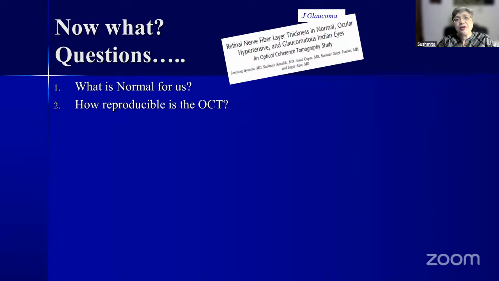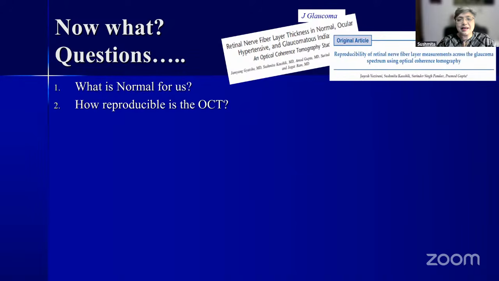It's important because these colors are representations of a normative database in the OCT machine. And the normative database is a very few hundred Caucasian eyes. So that itself should tell you that every red, if your population is a little thinner, may not be really red or really glaucomatous. So that's one of the first things to understand.